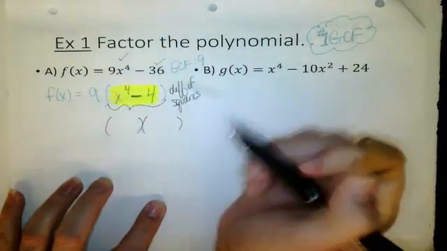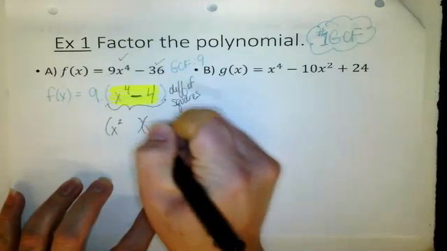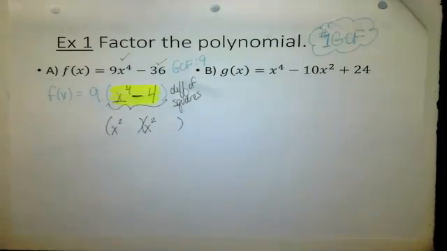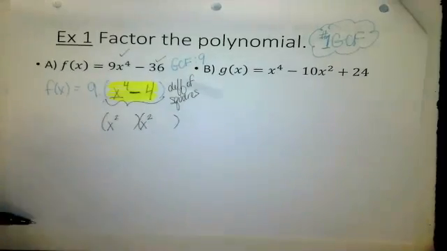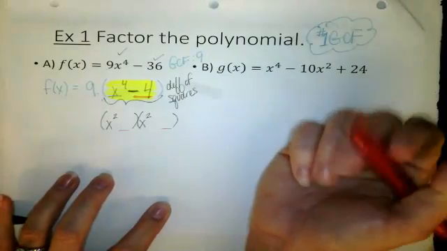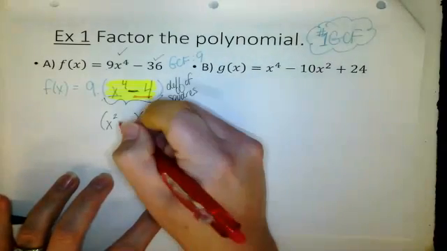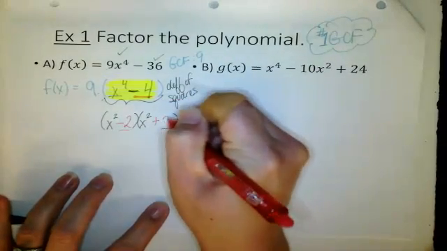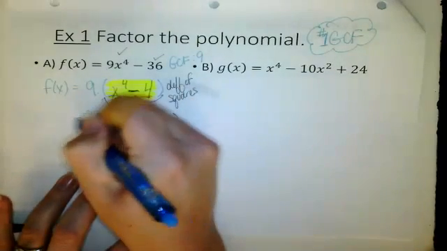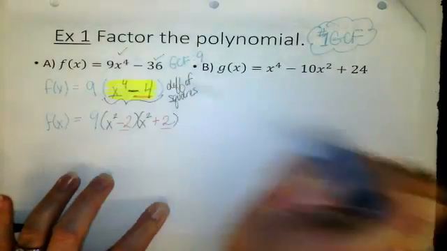So we factor this a little more. First times first gives me the first thing. x squared times x squared gives me x to the 4th. And last times last gives me negative 4. What times what is negative 4? Negative 2 and positive 2. And this 9 is just hanging out in front. He comes along for the ride.